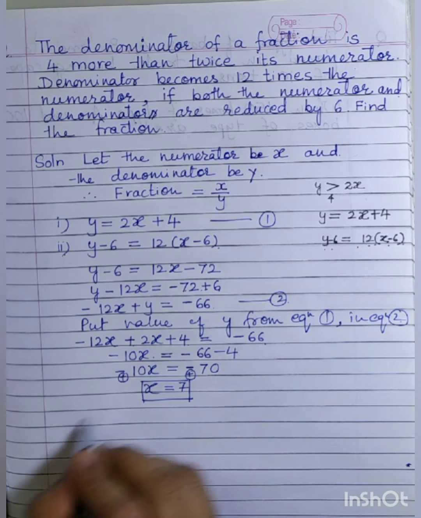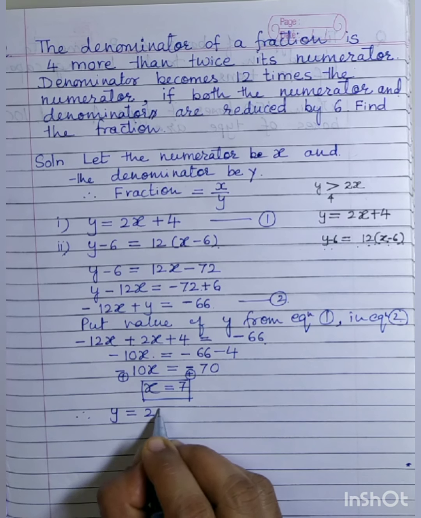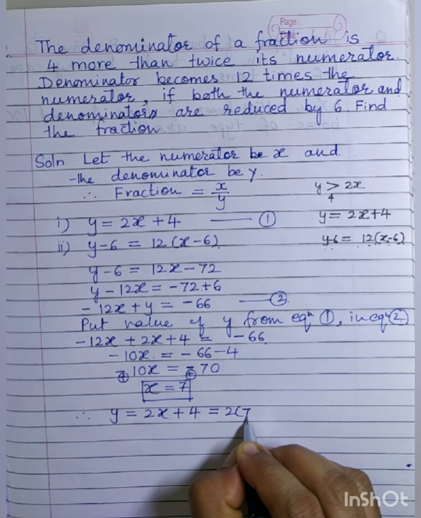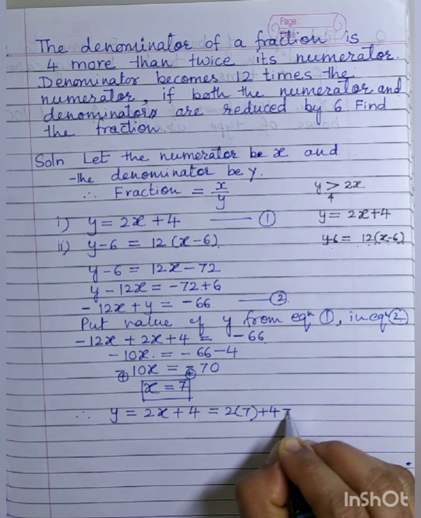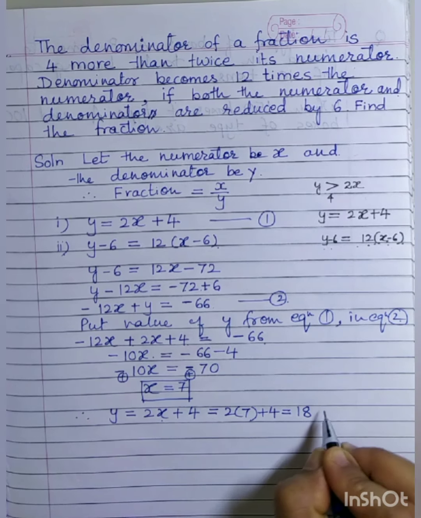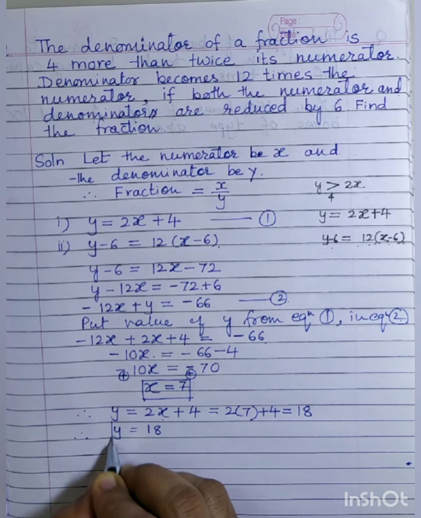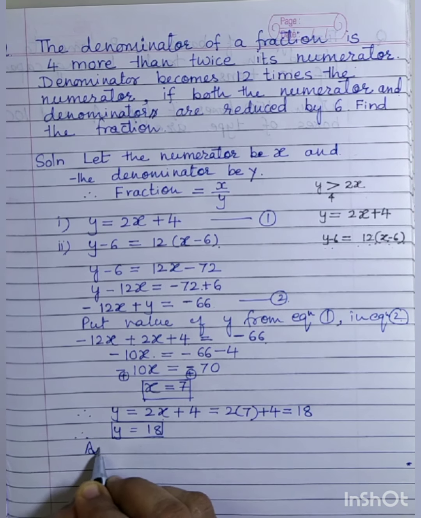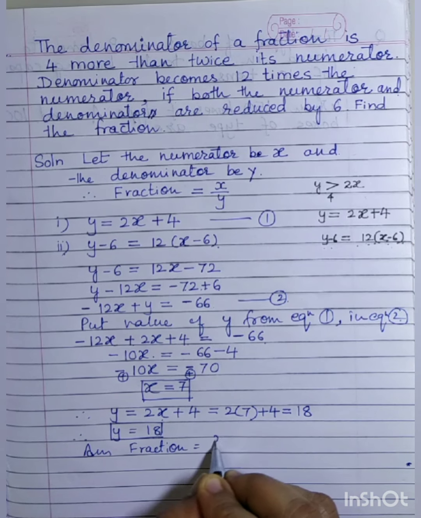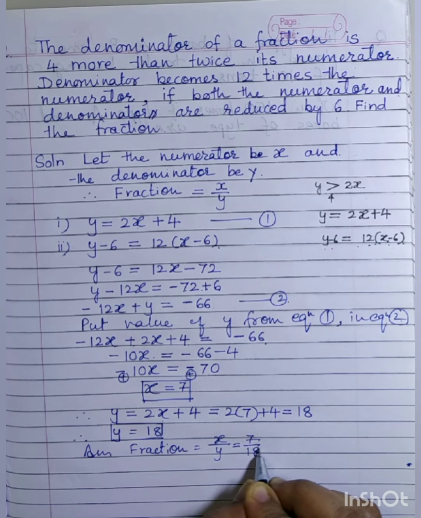Now straight away you can put the value of x to find the value of y. What was y? y was 2x plus 4. So it will be 2 times 7 plus 4. 14 plus 4, what is that? 18. So you have found the value of y also here. So y is equal to 18. So your answer is what? The required fraction, what was it? x upon y, that is 7 upon 18.